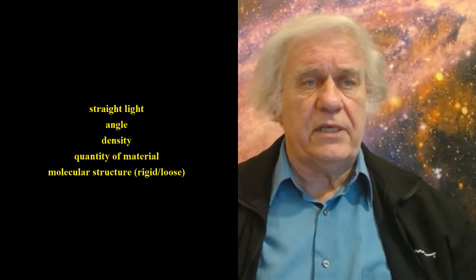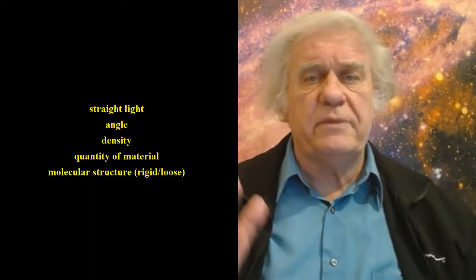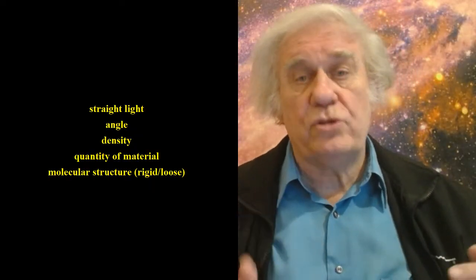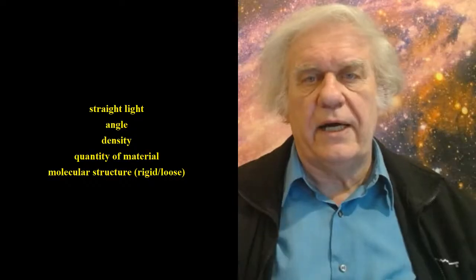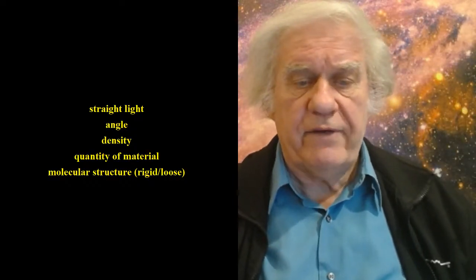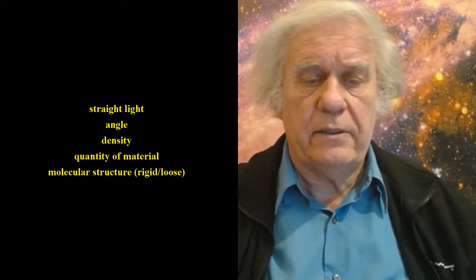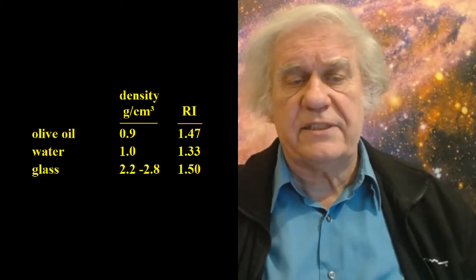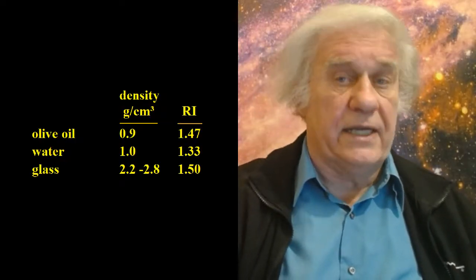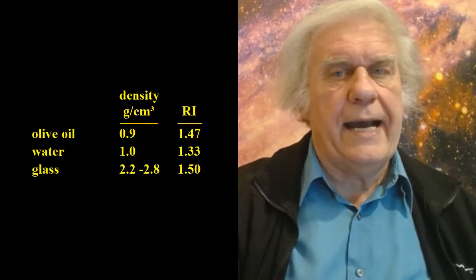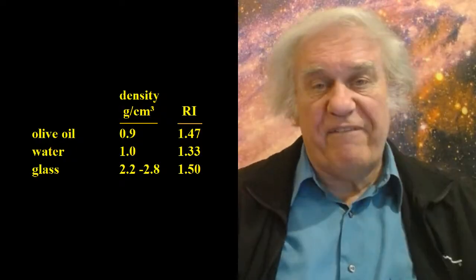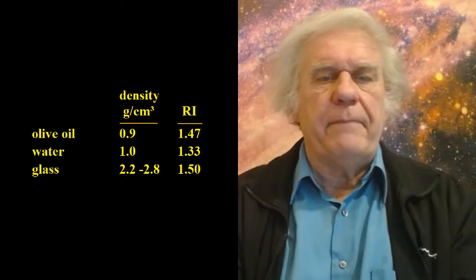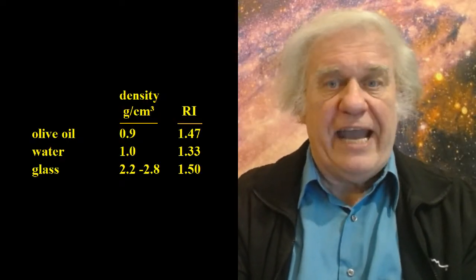Density of the material. Everybody says, well, the density stops light because a denser material slows light more than less dense material. And I gave an example that it is not true. And here, let me put that one up there again real quick. The density of olive oil is less than that of water, but it has a higher refractive index than water. So you cannot really use density. It could be a factor, but I think we have to rule it out. Density is not the primary factor.